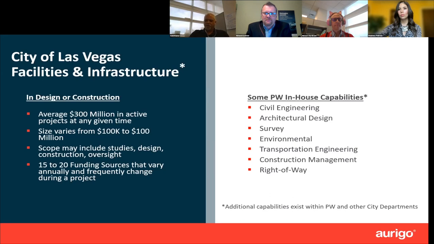And not only does it change at the project level, it changes at the line item level within contracts. So we had to have a system and develop a system that could actually work and allow us to adapt to our funding needs.